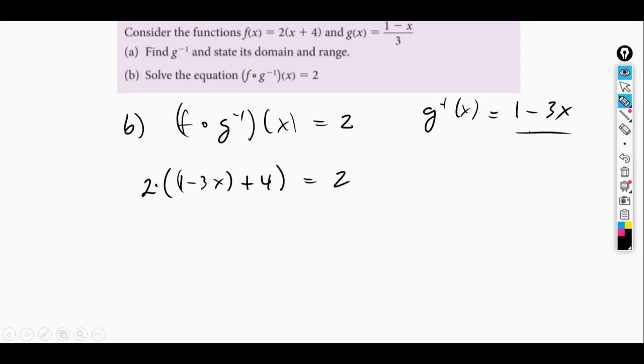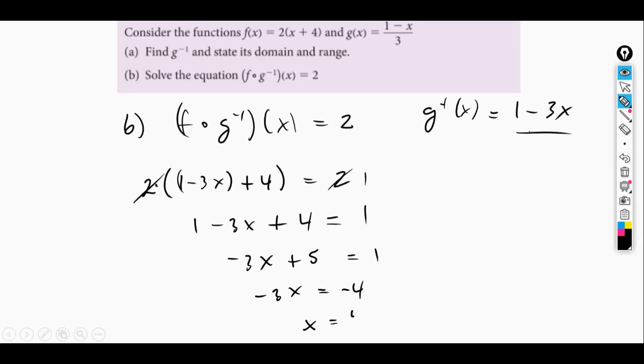So notice that this 2 is multiplying, therefore I can send it to divide, and these cancel out, and this would be 1 now. So I'm going to get that 1 minus 3x plus 4 is equal to 1. That means that minus 3x plus 5 is equal to 1. Therefore, minus 3x is equal to minus 4. And then x would equal 4/3, and that would be the solution.